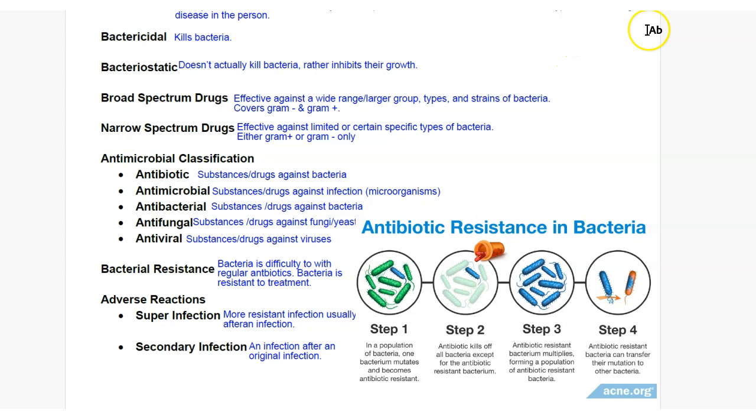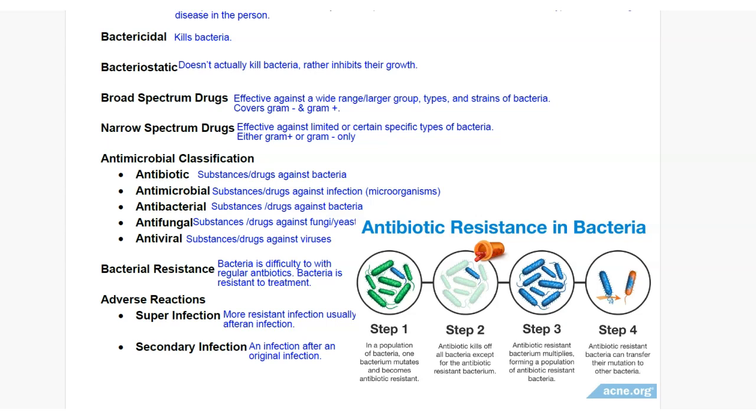All right, so adverse reactions from antibiotic therapy can include superinfection and secondary infection. Superinfection happens secondary to the presence of bacteria that's resistant to antibiotics. So again, superinfection is a type of infection that usually happens after an initial infection, but this type of infection is more resistant and difficult to treat.